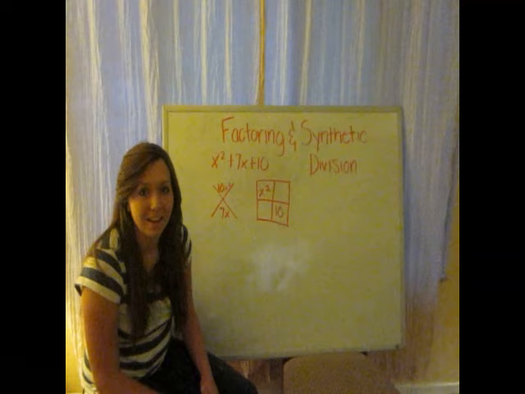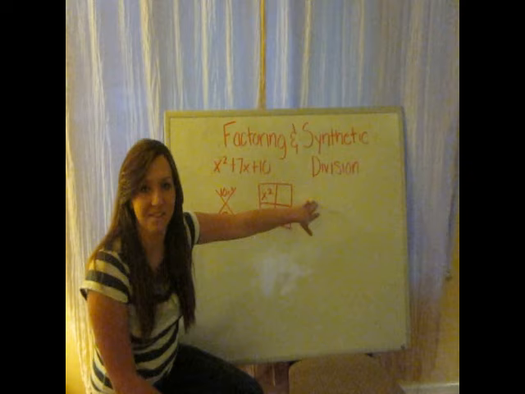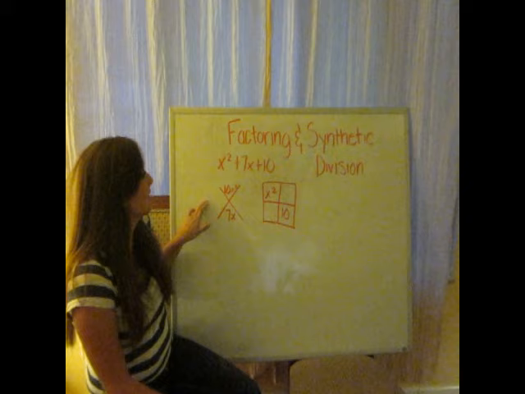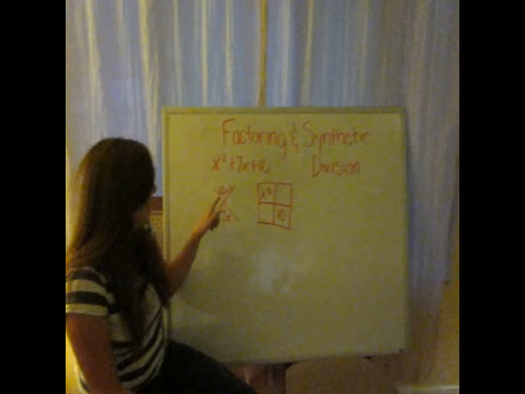Okay, so let's find some zeros. There's many different ways you can find zeros. Two of them are factoring and synthetic division, and that's what I'm going to show you right now. There's also many ways to do factoring, but I'm going to use the X box. So in order to do that, you take the x squared and the 10, and you multiply them together and put them on the top. Then you put the 7x on the bottom.